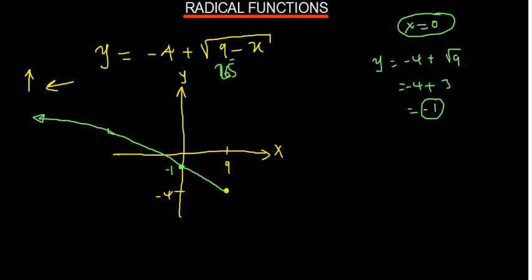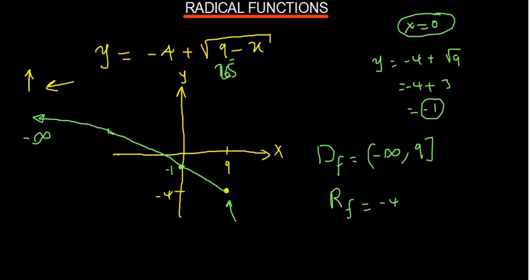So for this function, the domain, the accepted x values, please always start with the smallest. The smallest x value we can have is negative infinity. The biggest x value we can have is positive 9. So write it like that. And then the range for this function: the smallest y value you can have is negative 4. The biggest y value you can have, we are going up, so that means it's positive infinity. So this is how it's going to be.